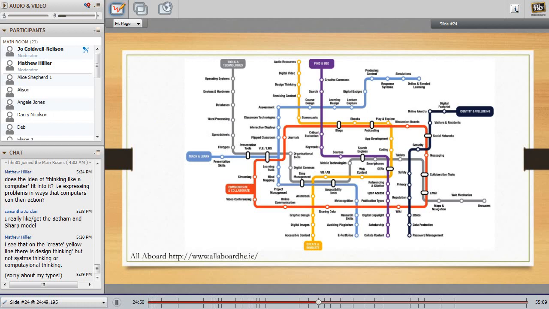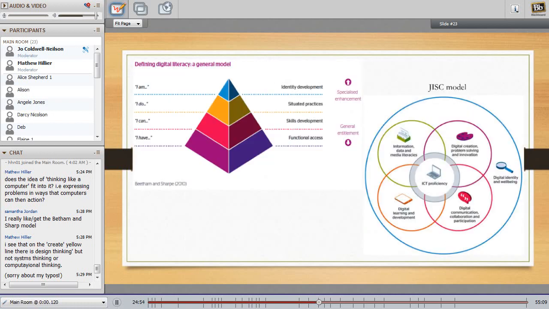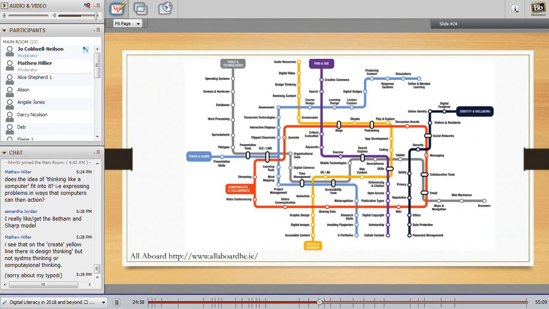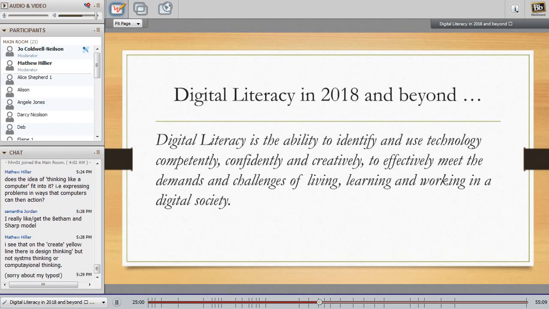So if we look at this quite complex one, Beetham and Sharp and the JISC model, and take Belshaw's 3 C's, then I would like to propose an understanding of digital literacy, which actually tells us nothing about the technology, but gives us a sense of the breadth and depth that digital literacy now entails.